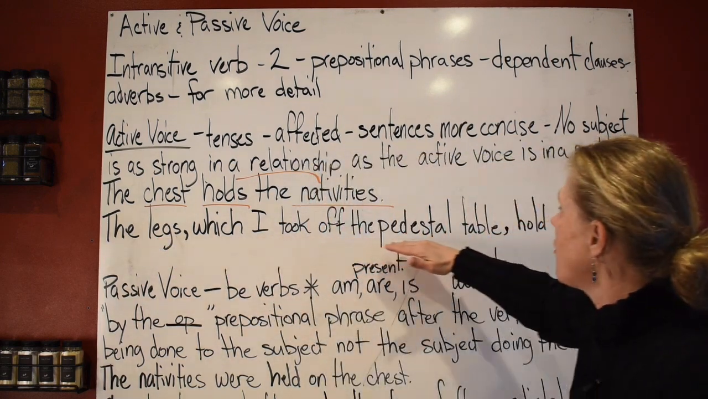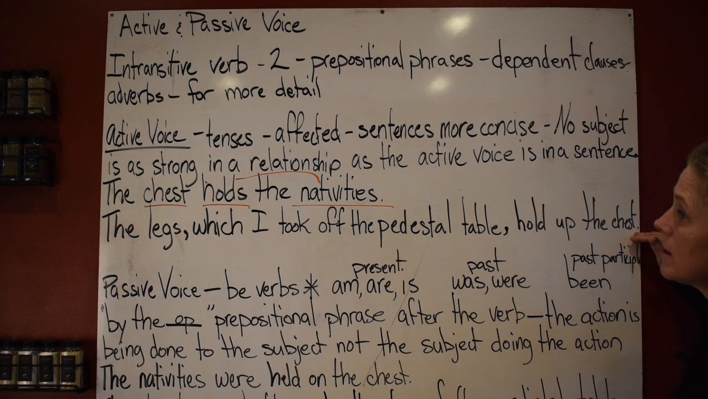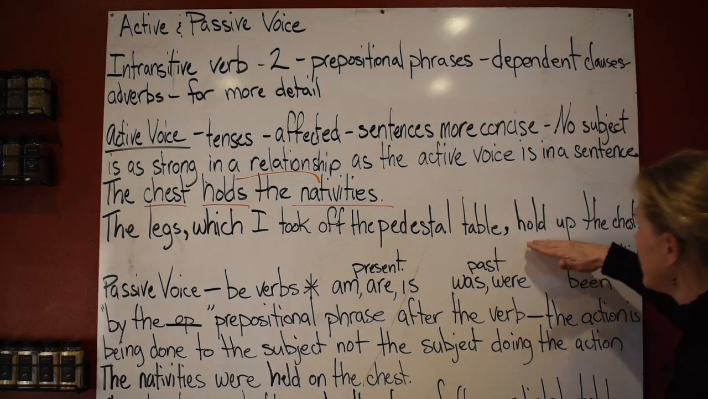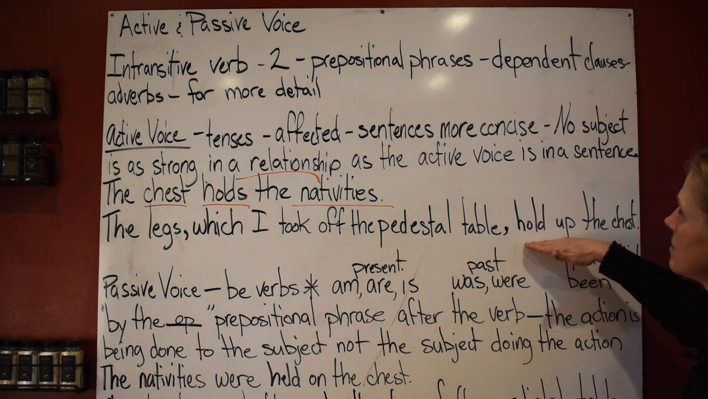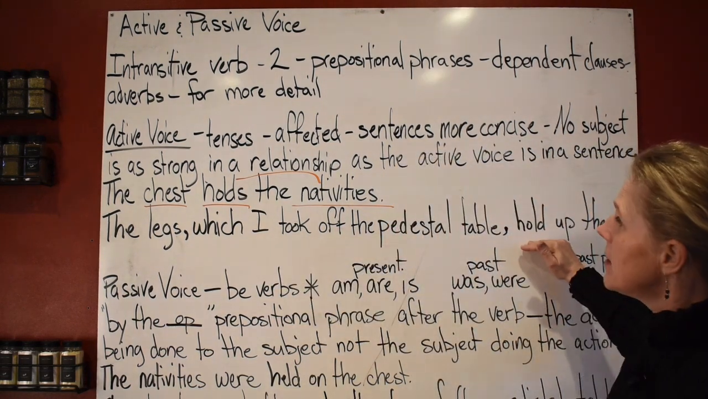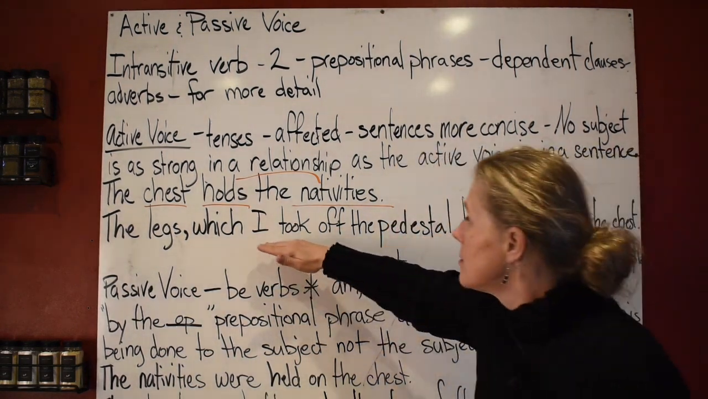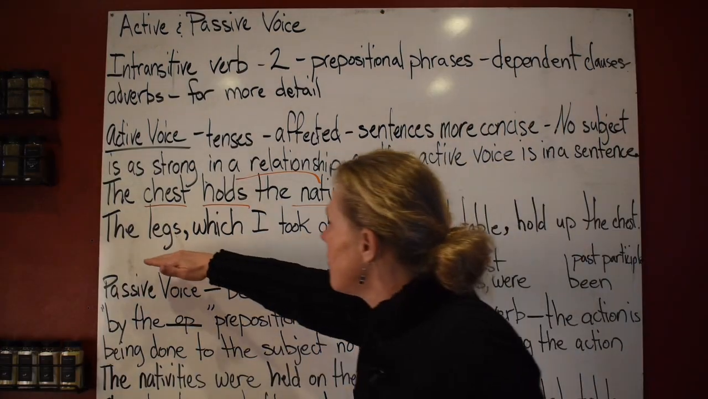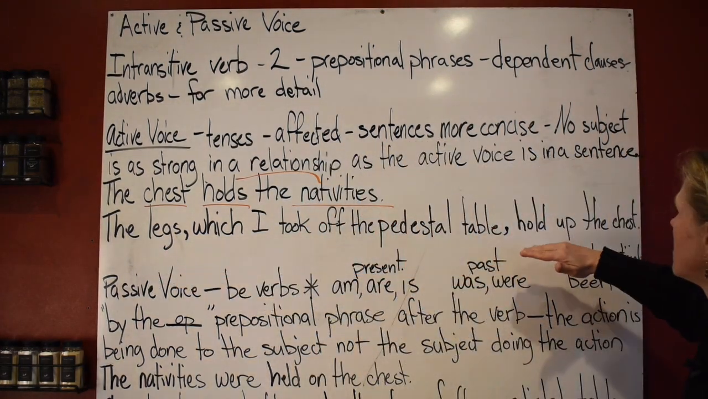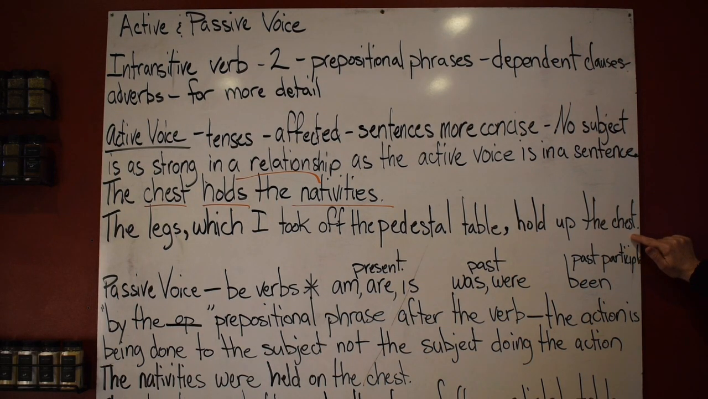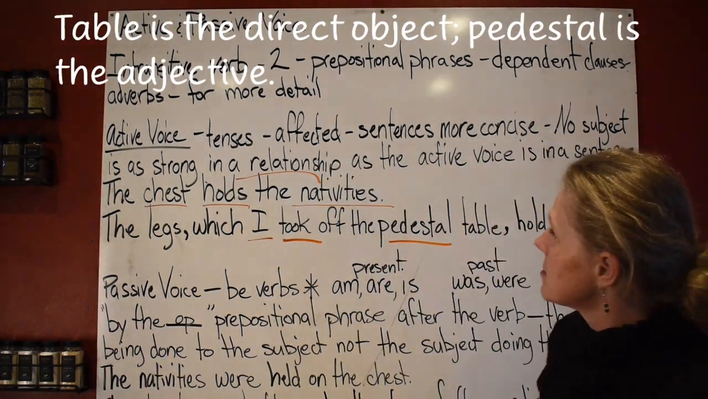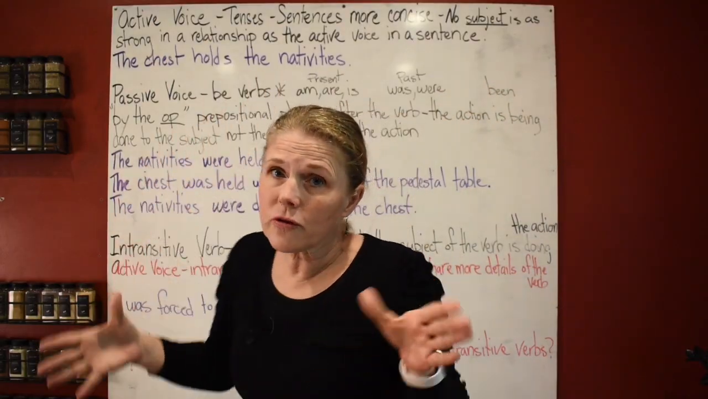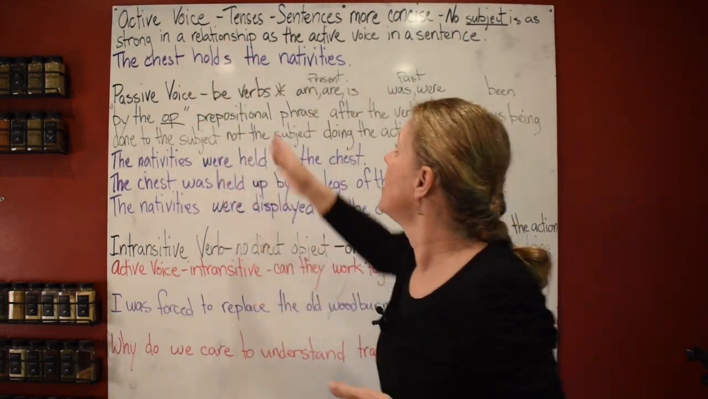The legs, which I took off the pedestal table, hold up the chest. Now, the legs are holding. They're doing it. That means you're in active voice. The legs are doing it. Now, I took off the pedestal table. I am the one that took. So this is an active voice. We have our subject, our verb, and our direct object. Subject, verb, direct object. All right, so we're going to go over this part again. Active voice, we have lots of tenses.